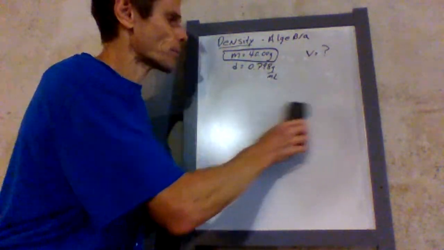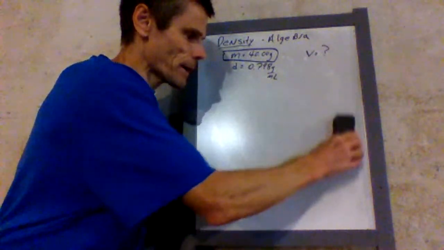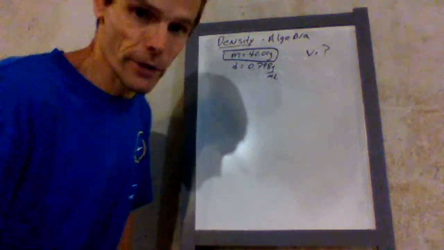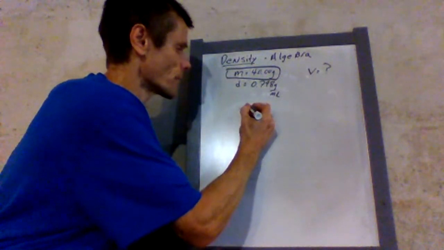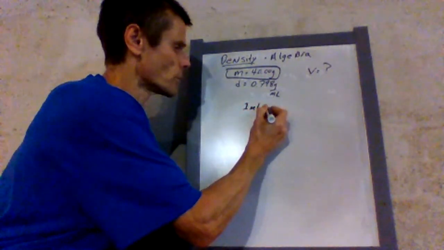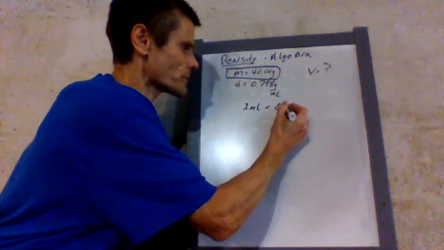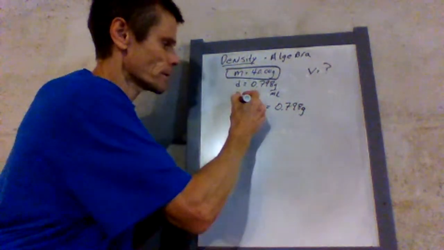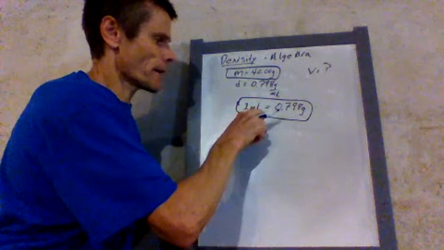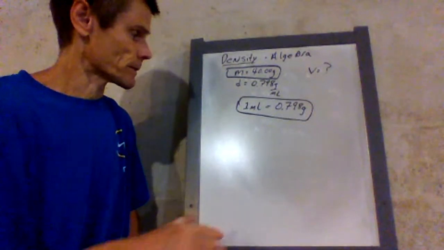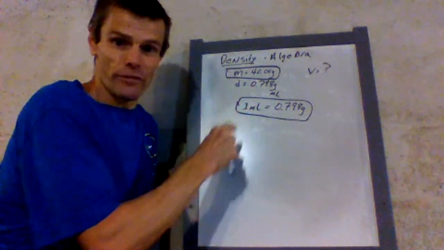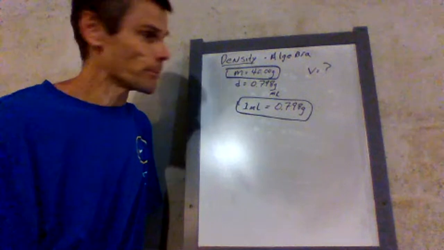We're going to solve the same problem and show that we get the same answer, but let's show what density is telling us. Density is a conversion factor. Density tells us that for every milliliter of ethanol, it has a mass of 0.798 grams. So this is a conversion factor, and that's how we can write density as a conversion factor. It tells us what mass is contained in that volume of our sample.